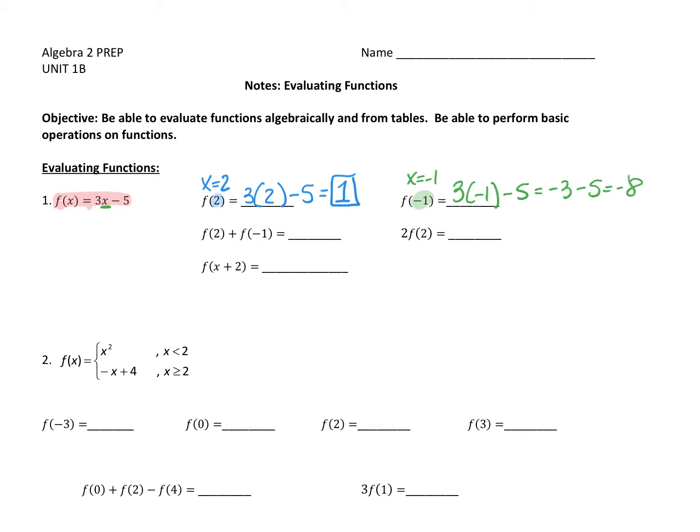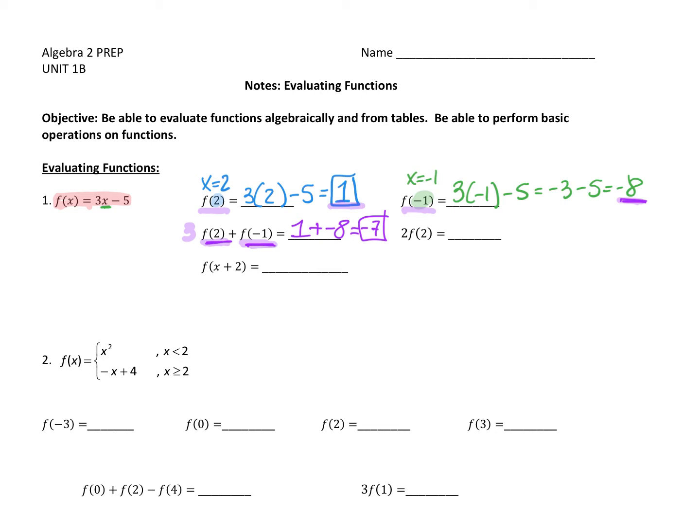All right, we'll call this number 3. It tells me to do f of 2 plus f of negative 1. Well, I already found f of 2. f of 2 was 1, and f of negative 1 was negative 8. So essentially, normally I would find f of 2 and f of negative 1, but since I already did, I'm going to do 1 plus negative 8, which would give me negative 7.